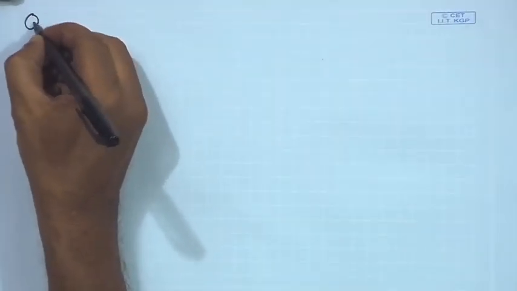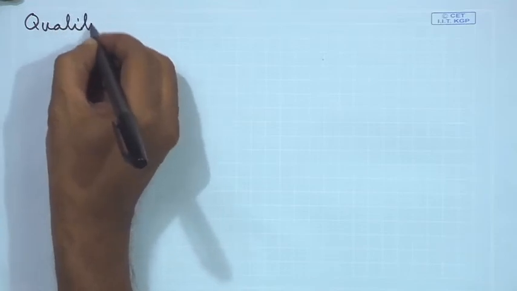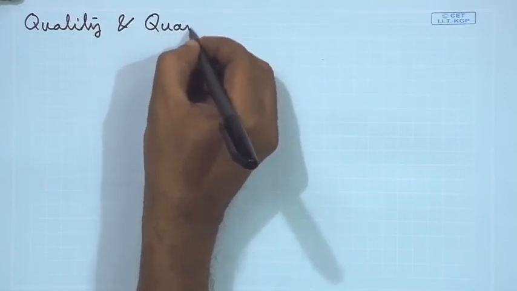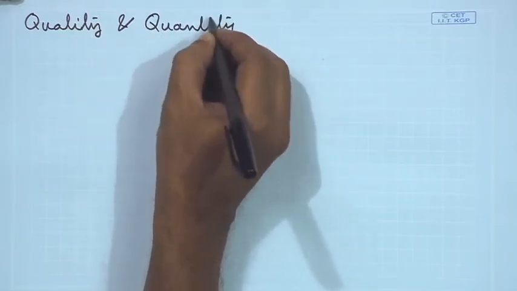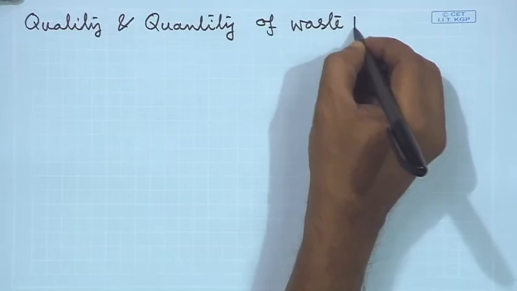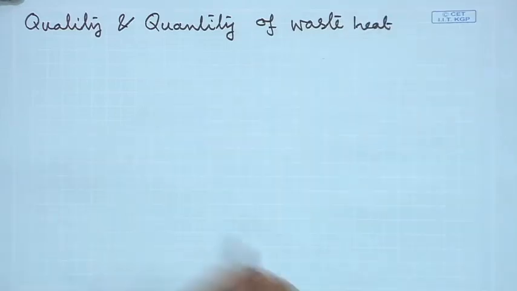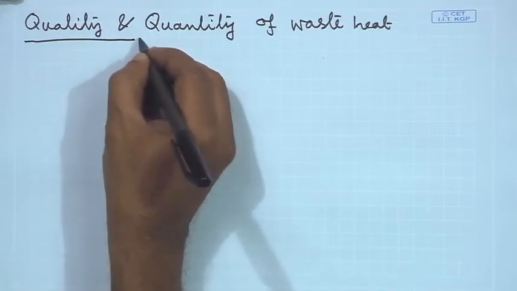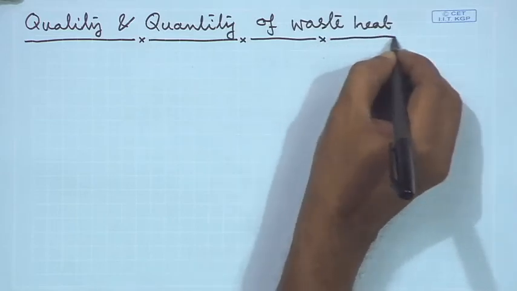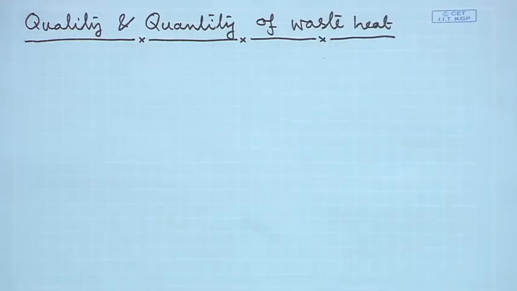Quality and quantity of waste heat. This is what we try to demonstrate. I have told you verbally what quality and quantity are, but now that we have learned the second law of thermodynamics, we want to demonstrate it with the help of numbers.